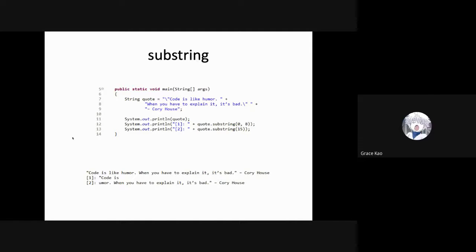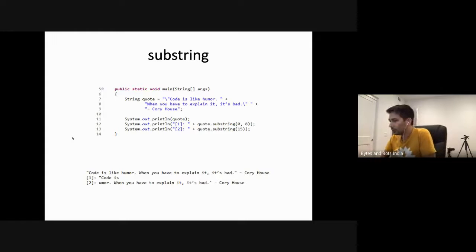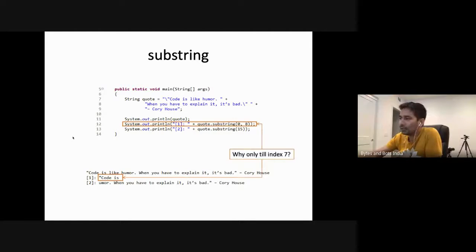If everyone got similar output, then let's look at our output and see if we can find something which is not exactly what we wanted. In the first case, we asked the substring to return us a part of the quote starting from index 0 to index 8, right? And if you count the output number 1, it is only till index 7. So why is that?